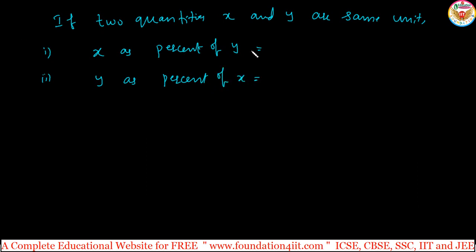First one, x as percent of y means x divided by y into 100. Simplify, keep the percentage symbol. Next, y as percentage of x, so y by x into 100. Okay, this is the way you can express one quantity as the percent of the other. This part you can remember.